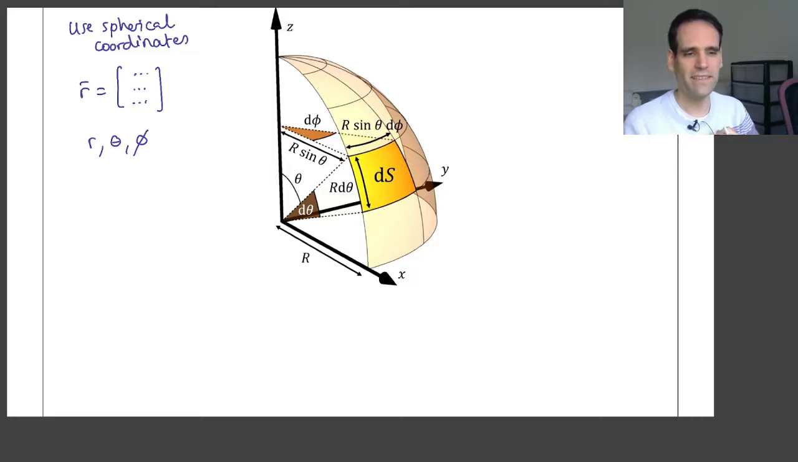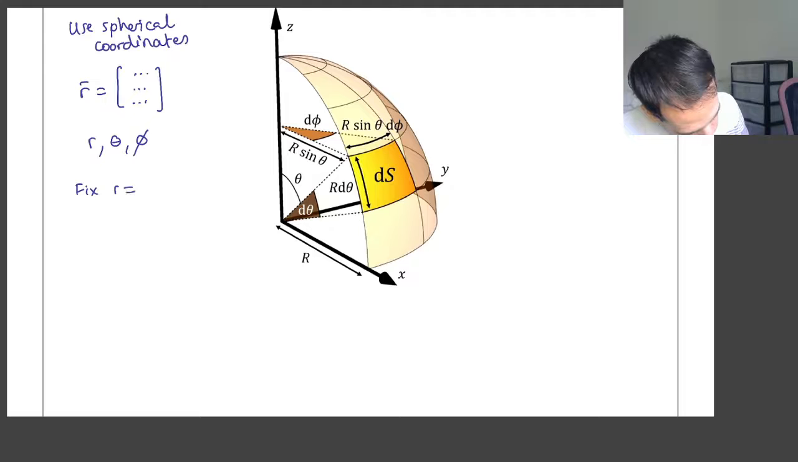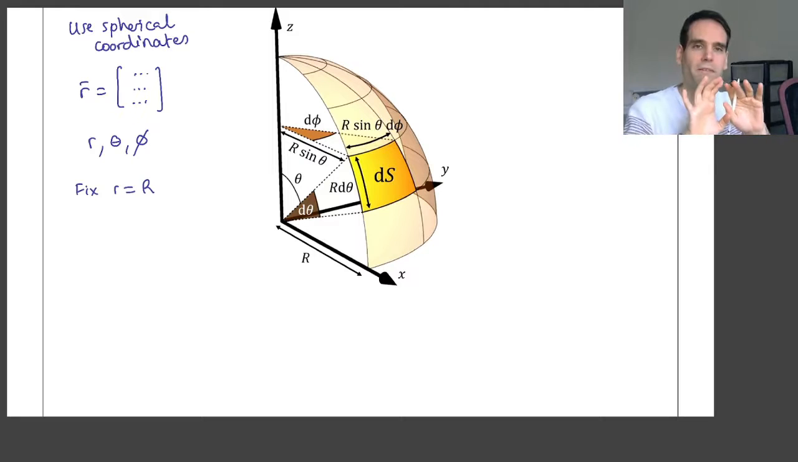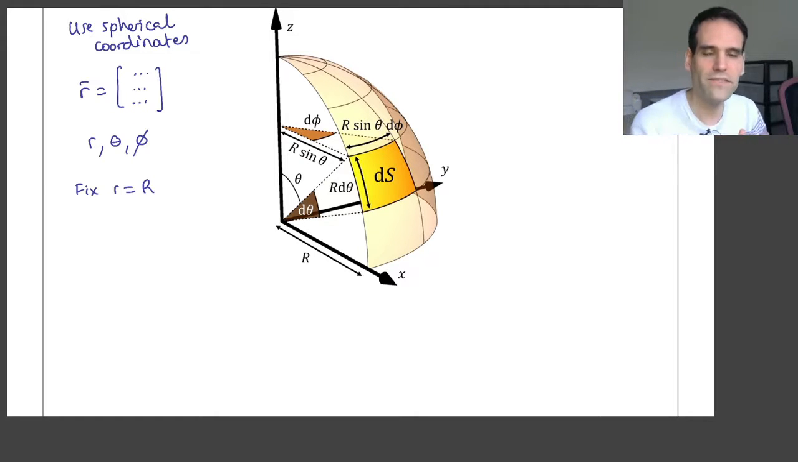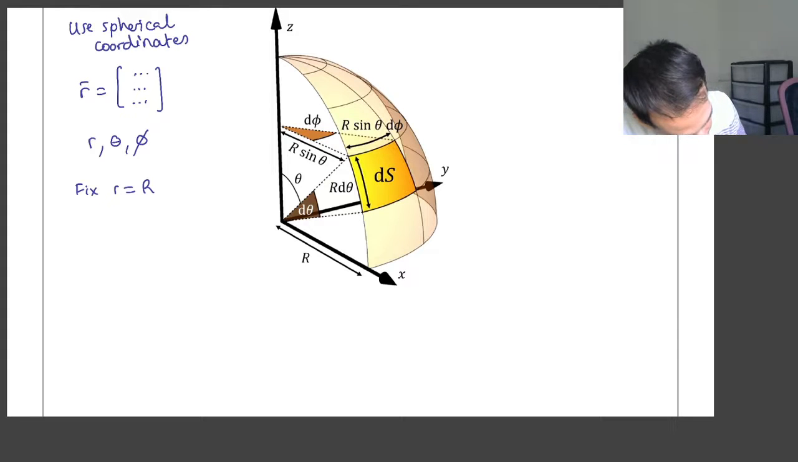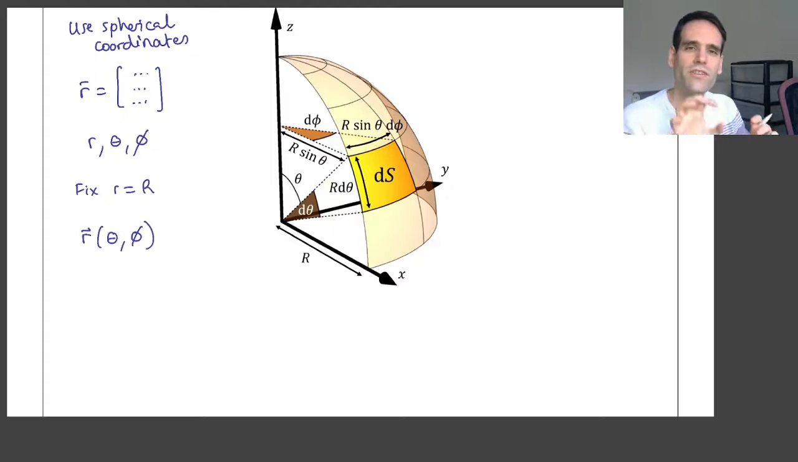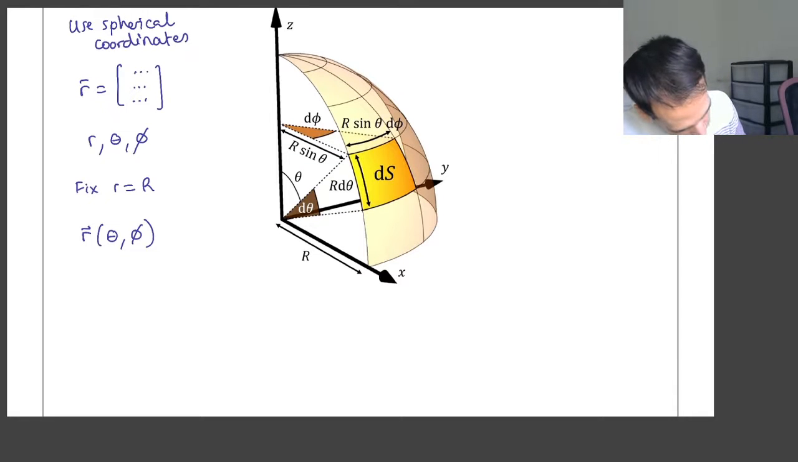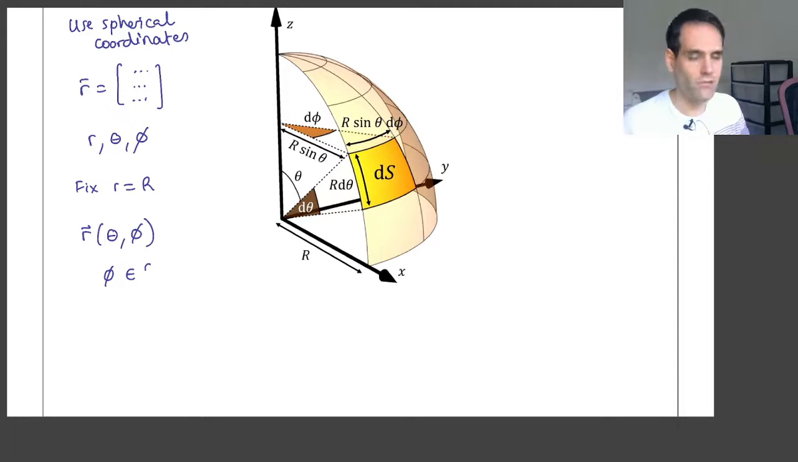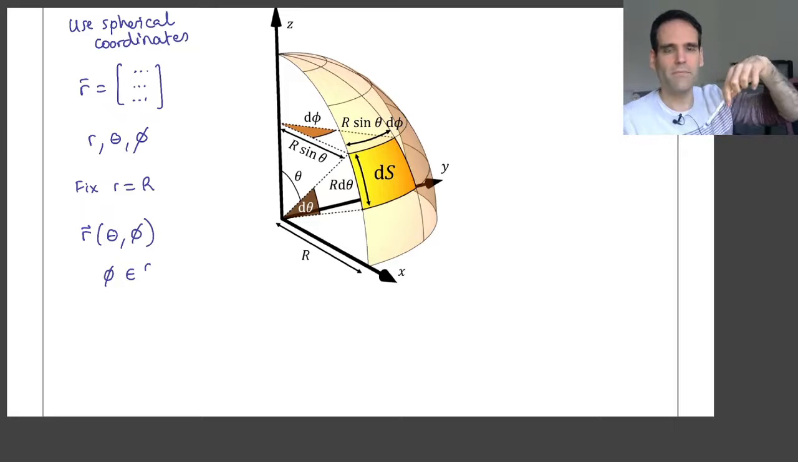If you want to integrate the surface of a sphere, we just fix r equals capital R. So now we have fixed the radius, so we are on the surface of a sphere. Then our two variables are theta and phi. Those are going to be our two parameters that define the parametric surface of a sphere. And what are the limits? Phi goes between 0 and 2 pi, while theta goes between 0 and pi, as you already know by now, because the polar angle stops at pi.